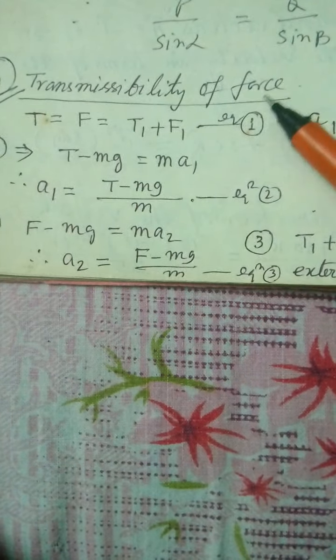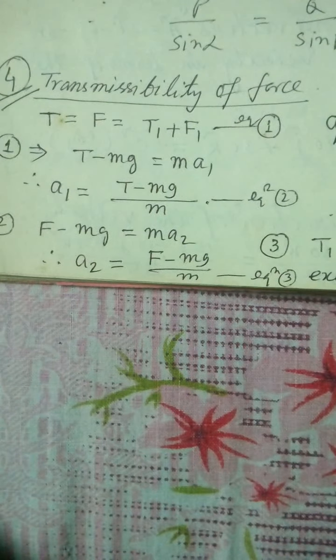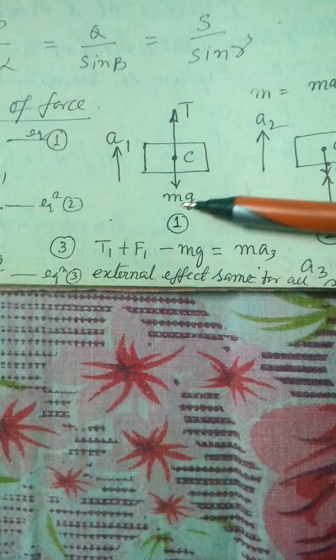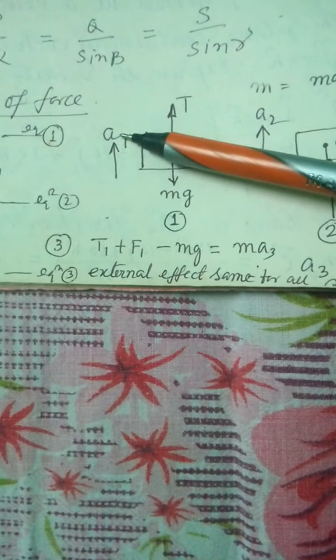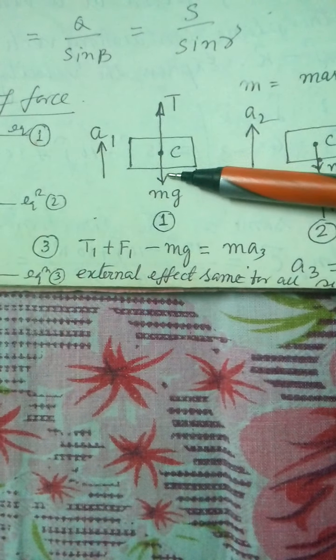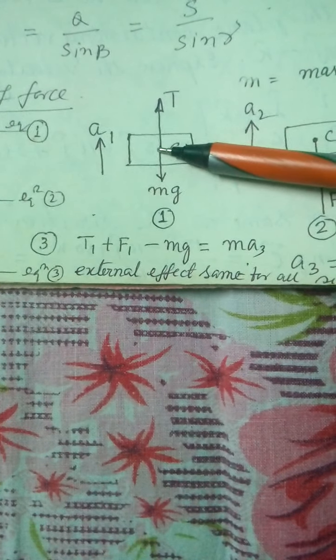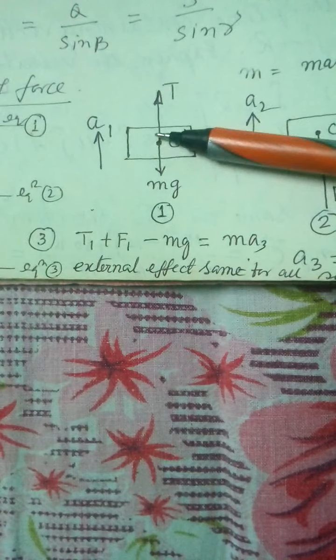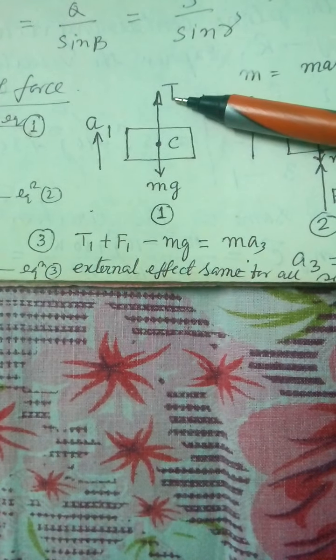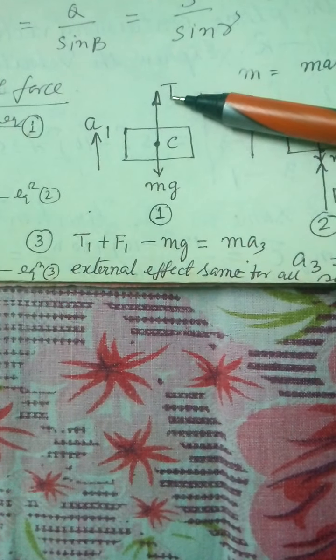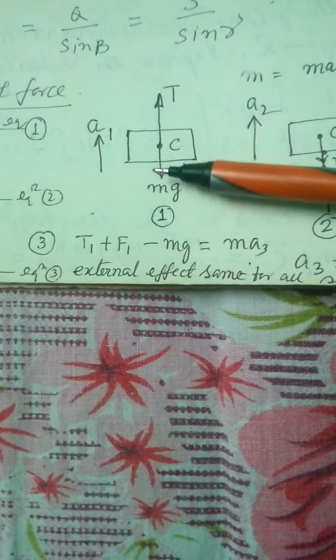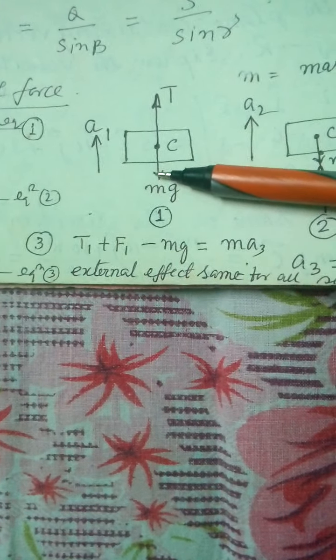Transmissibility of force. We'll explain it with the help of three figures. Now this is one figure. The acceleration is a1. Let us assume it is upward, and this is the point on which a force is acting in this direction, a tensile force. This is T, and this is mg, the gravity force.